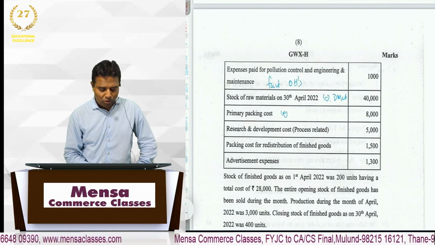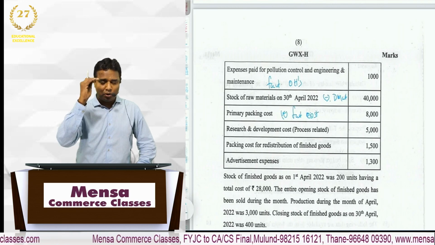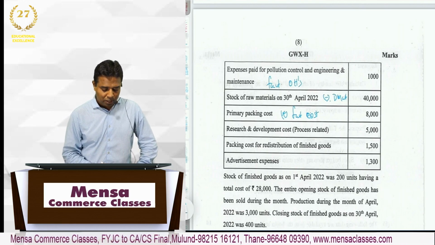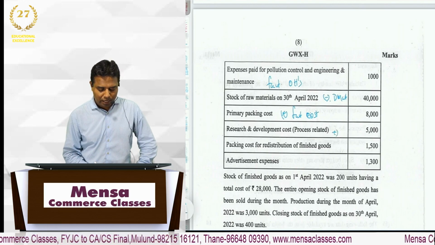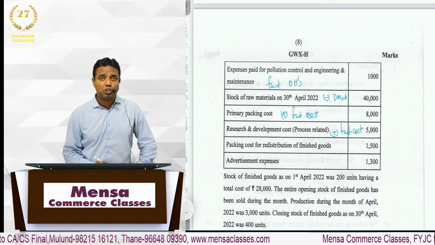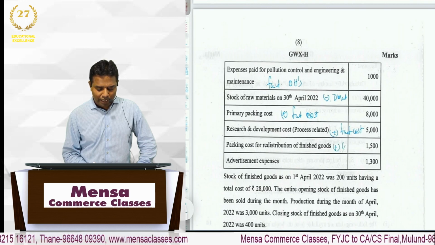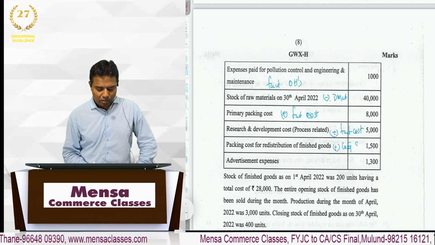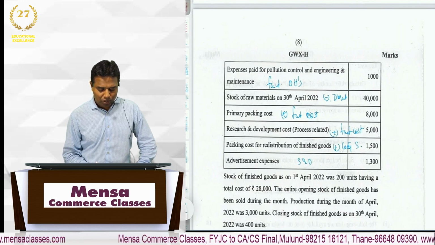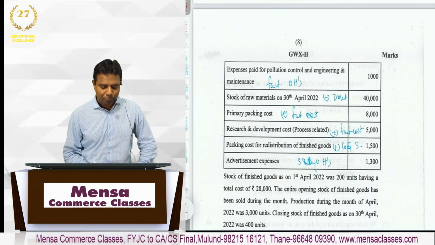Primary packing, you will add it to factory overheads, matlab it will again form a part of your factory cost, जो factory cost में हम add करने वाले. Then research and development, process related, again add it to factory cost. Then packing cost for redistribution of finished good, this is secondary packing, so this will be added to your cost of goods sold. Then advertisement expenses, this will form a part of selling overheads, right?